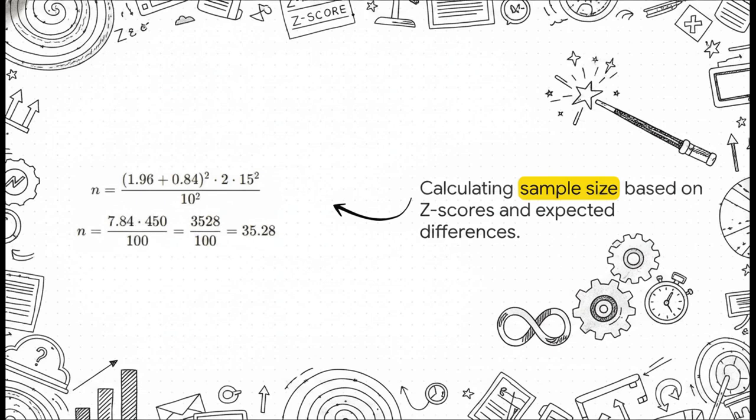plugged into mathematical formulas that look a bit like this one. But don't let the math scare you. This is simply how we ensure we find that exact, scientifically sound number for quantitative research. It takes your z-scores for significance and power, multiplies them by your standard deviation, and then divides by your expected difference to spit out the absolute optimal sample size. It's basically mathematical magic that prevents both failed studies and wasted resources.